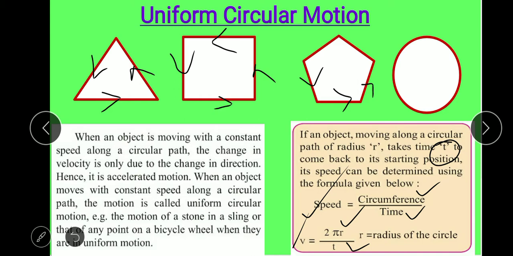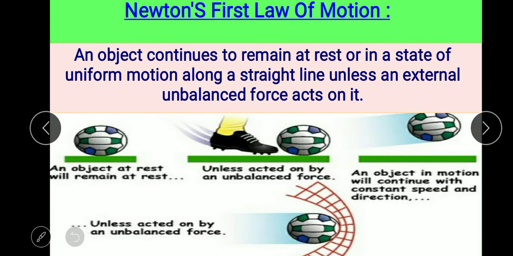Let us continue. Now we'll continue with the next topic, and that is Newton's laws of motion. Here we'll start with Newton's first law of motion, students. According to Newton's first law of motion, an object continues to remain at rest or in a state of uniform motion along a straight line unless an external unbalanced force acts on it. Students, this is a statement of Newton's law of motion. I'll explain you the meaning of the statement.